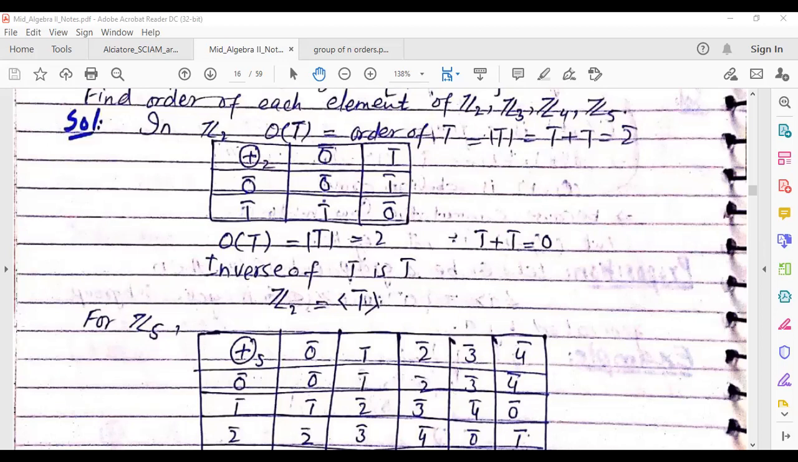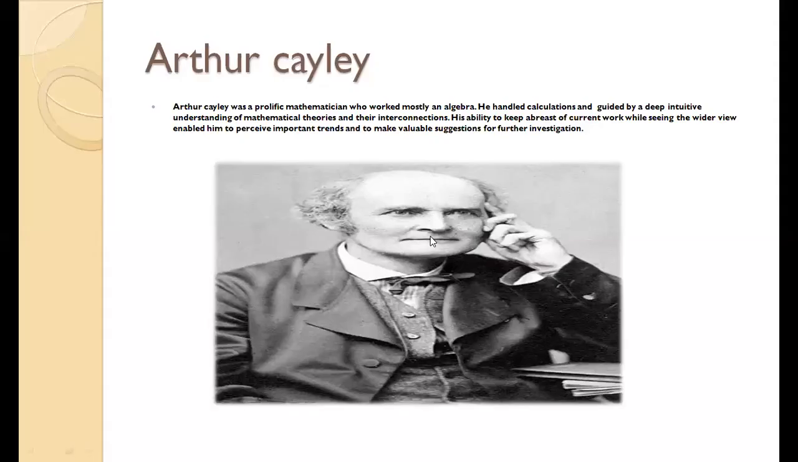I think in the previous one or two minutes my screen was not sharing properly, so I repeat the sentence again. Arthur Cayley was a prolific mathematician who worked mostly in algebra.